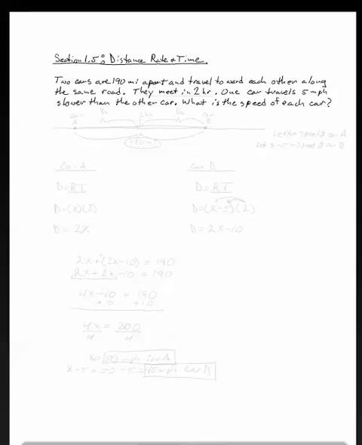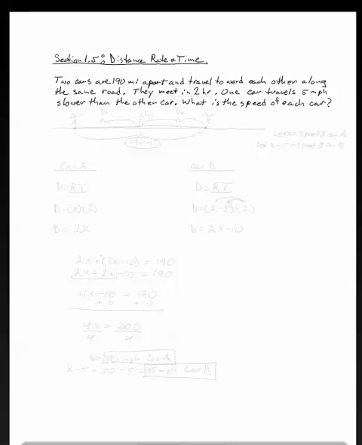So this is another distance, rate, and time application. Two cars are 190 miles apart and they travel toward each other along the same road. They meet in 2 hours. One car travels 5 miles slower than the other. What is the speed of each car?